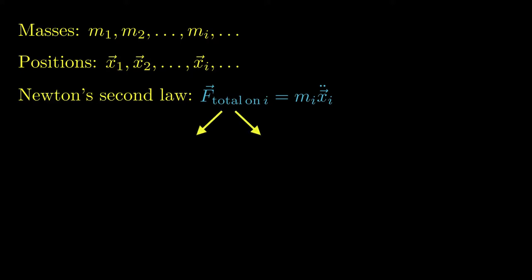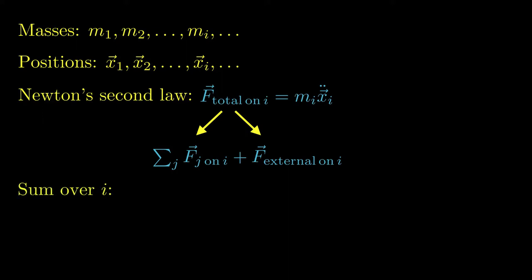Now, we can split the total force into internal and external forces. Internal forces are those forces exerted on particle i by one of the other particles in the system. External forces arise from interactions between particle i and particles outside the system. Now let's sum this equation over all of the particles.